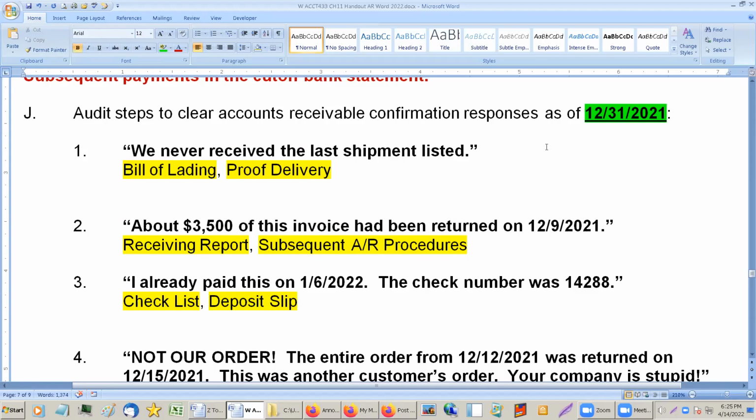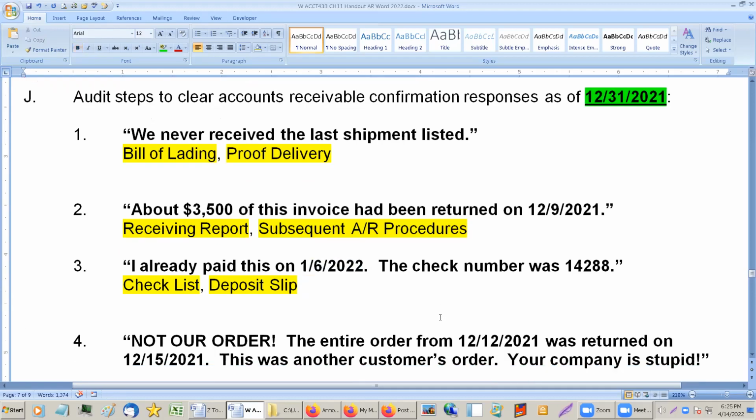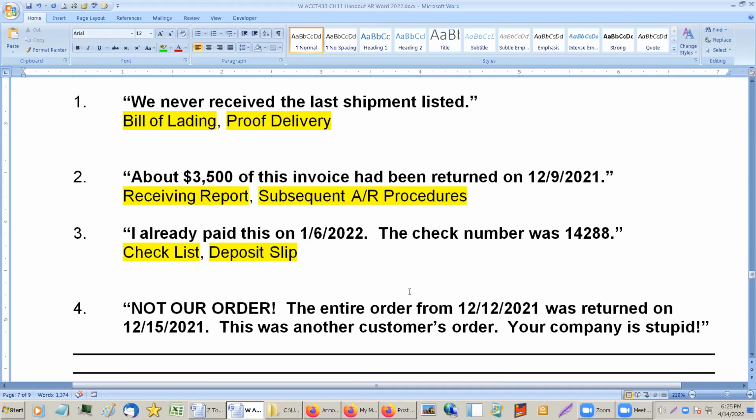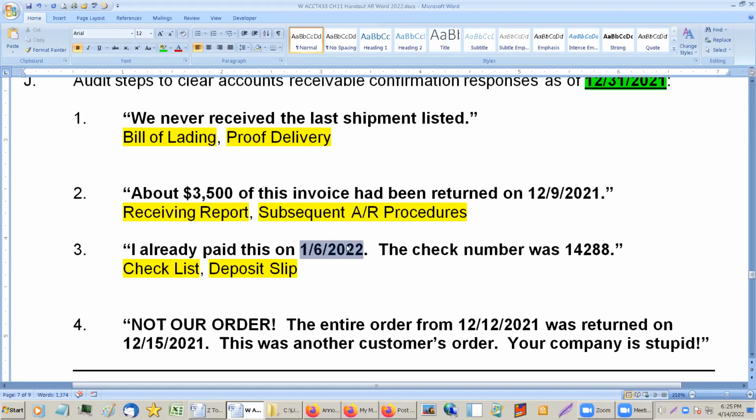Because the confirmation is of 12/31, someone may say, well, I already paid this, even though it really was a confirmation of, yeah, I did owe that on 12/31. And you can look at the checklist, deposit slip, and a cutoff bank statement too, if they have it. Depending on if you go 10 days or whatever into it, maybe it'd be on there.